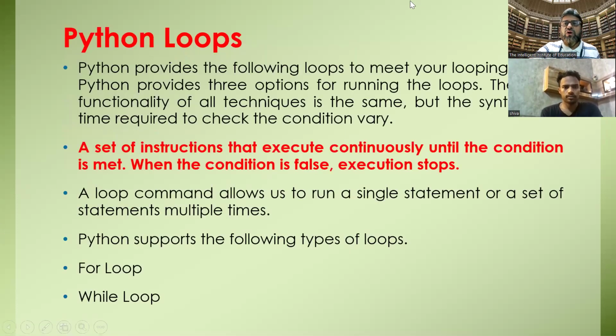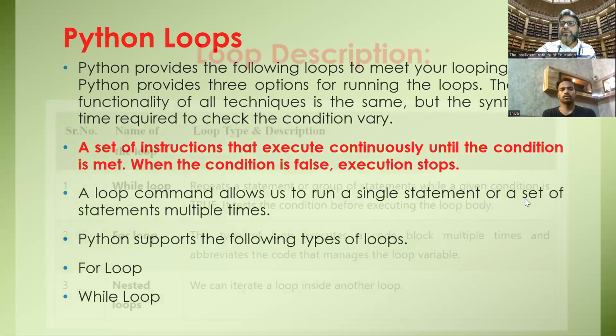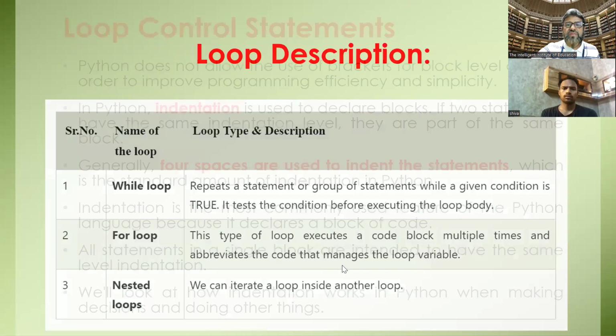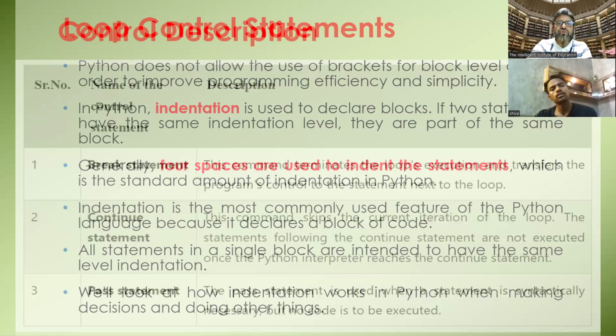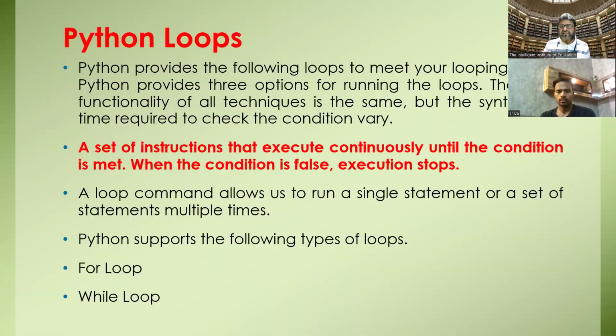So what is the concept of loop? Basically, it is simple: we have multiple conditions, and a set of instructions that executes continuously. As long as the condition is true, or the condition we fix is met, it will execute again and again. Whatever print statement or logic we write will execute repeatedly. When the condition is false, it will stop. Is this clear?